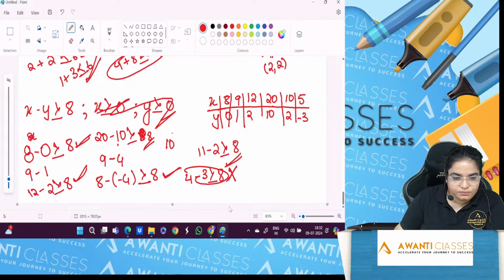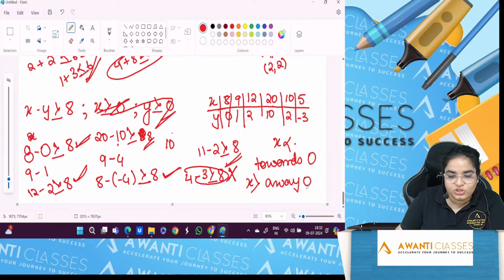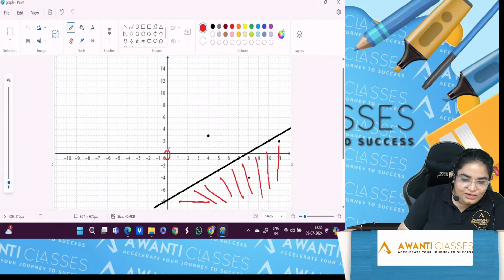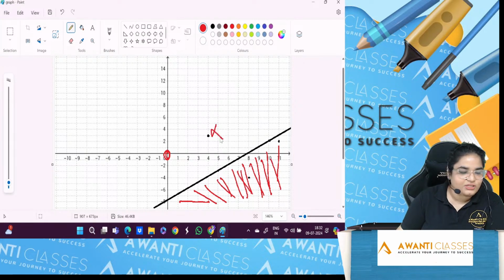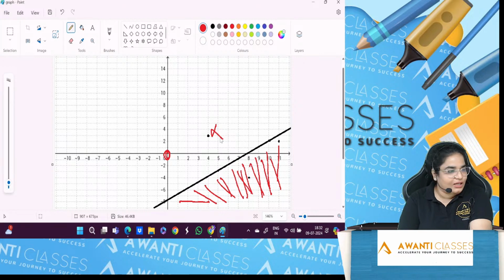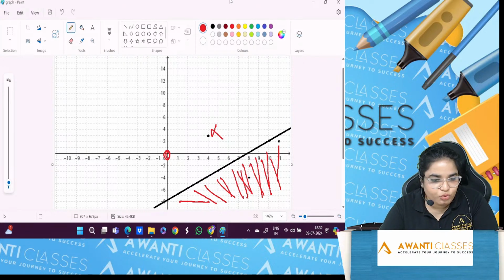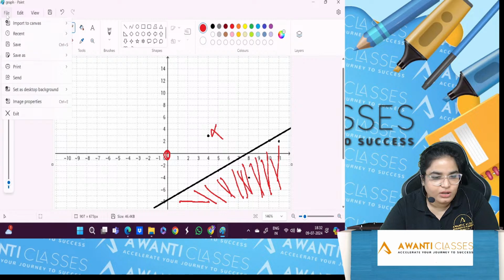Now, did we not see that whenever it is x is less than sign, we will shade towards the origin. Similarly, if it says x is greater than, we shade away from origin. Origin is where? Here. We shaded away from the origin. Towards the origin did not satisfy. Understanding now? Shall we move ahead? Any doubts?